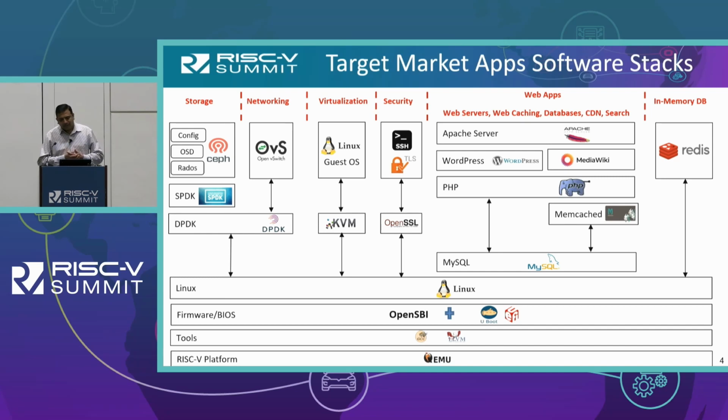And then on the in-memory database side, just to consider one example, Redis. It's an in-memory database, pretty powerful. So that is available with RISC-V as well. So in a nutshell, using the pieces that you saw in the previous slide, we can build all these target market application stacks today.